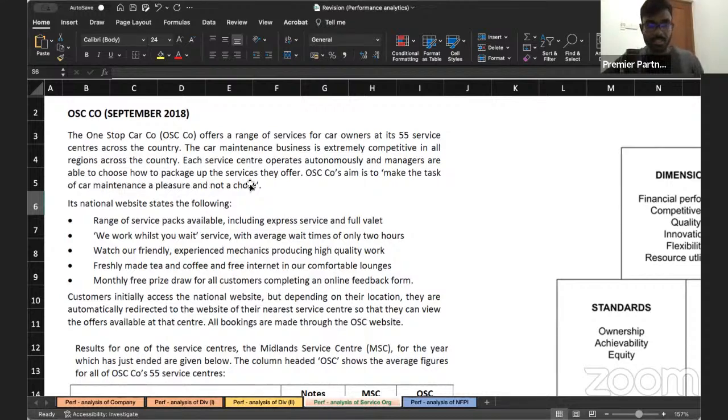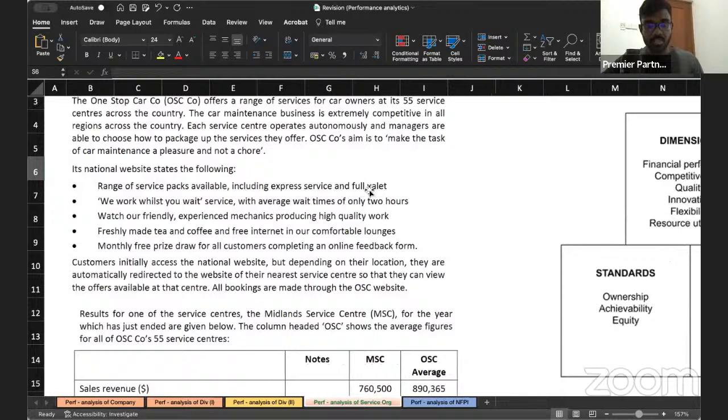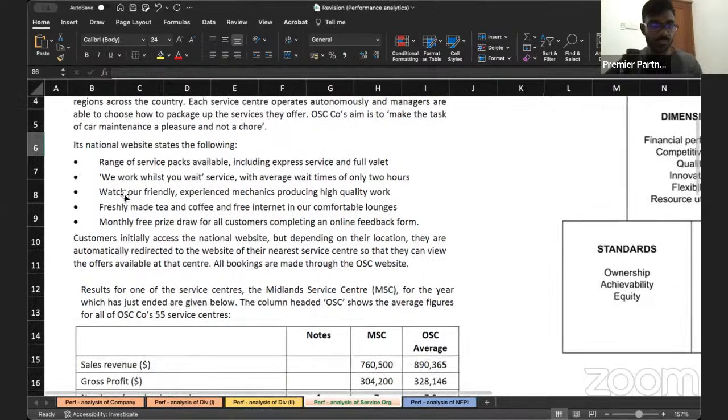Range of service packs available, including express service and full valet. We work whilst you wait, with average wait times of only 2 hours. So you wait for 2 hours, you get your work, right? They finish your work. Watch our friendly, experienced mechanics producing high quality work. So they have highly skilled mechanics, right? So they produce high quality work.